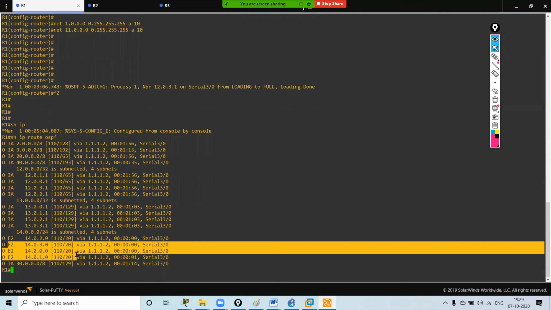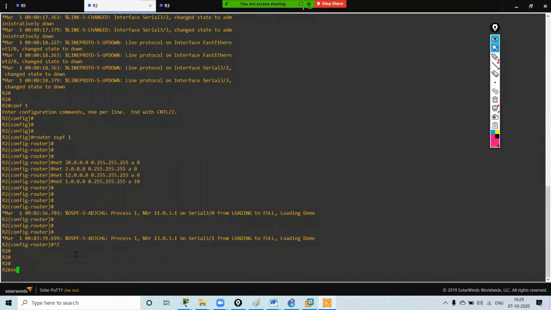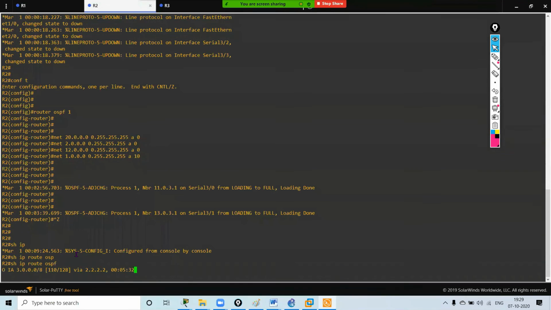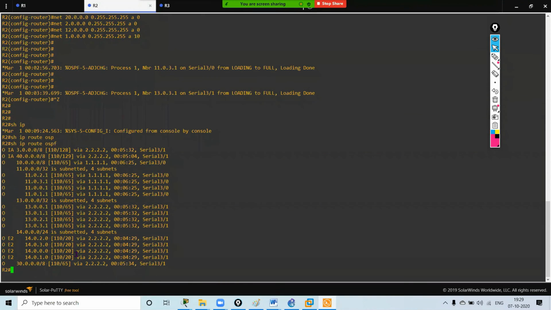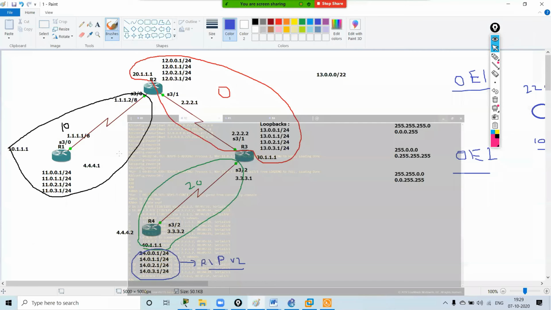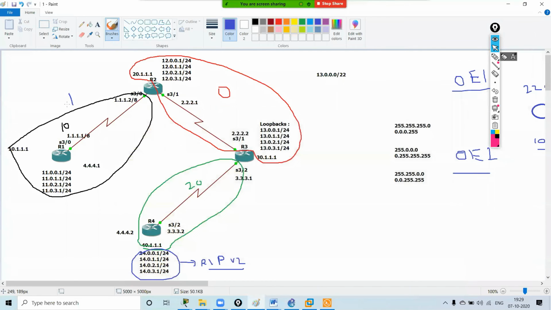If I go to router 2 and run show ip route ospf, here I am getting OIA routes, O routes and E2 routes, OE2 routes. Now I will configure area 10, which is my area 10. I'll configure area 10 as my stub area.